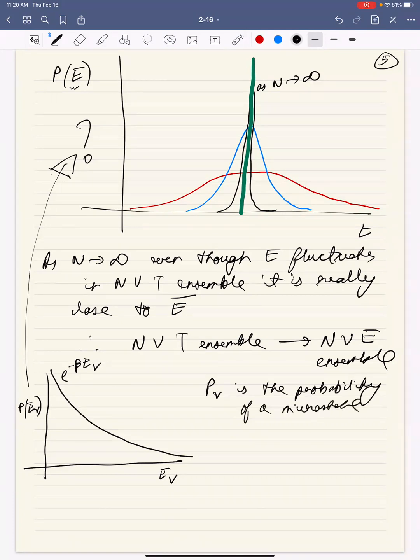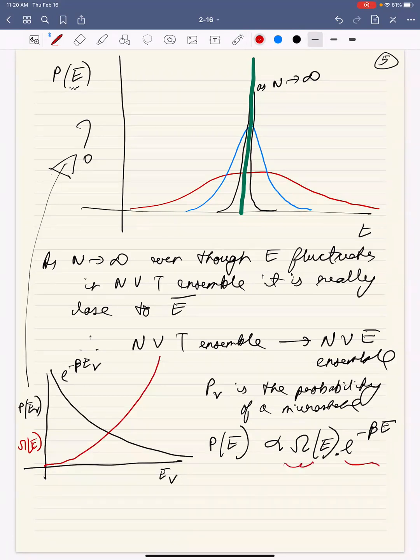But in order to calculate P of E, you have to look at two things. P of E is going to be proportional to e to the power minus beta E, but it is also going to depend on the number of microstates that you can have with that particular energy. Okay, so there's a convolution of two things. There is a product of two things. So P of E nu goes down exponentially, while omega of E goes up like this. And if you look at their product, that's how you get a Gaussian.